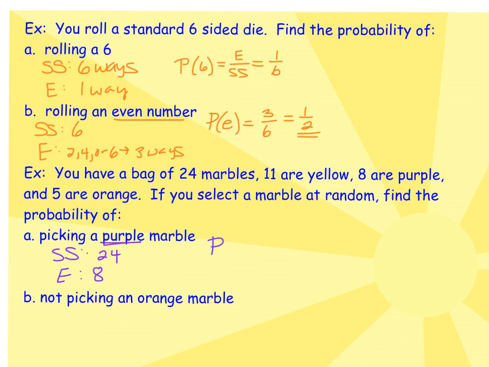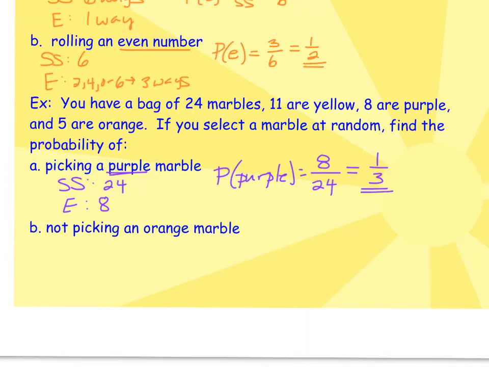Therefore, the probability of selecting a purple marble would be event divided by sample space. And 8 over 24 reduces to 1/3. A 1/3 chance, it's pretty good. Let's try another one. All right, let's try that one on the bottom.